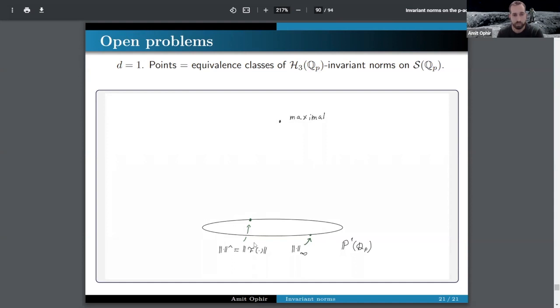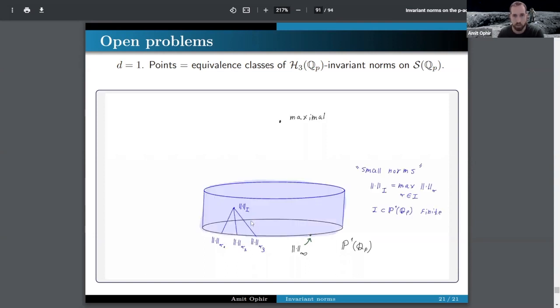And here below, this is the Grassmannian. These are the norms alpha, parameterized by some nice geometric object, which in our case is just a projective line over QP. And here you can find the sup norm, and on the other side, the Fourier norm. Here, these are what I call the small norms. These are norms that we get by taking the maximum of finitely many norms alpha.